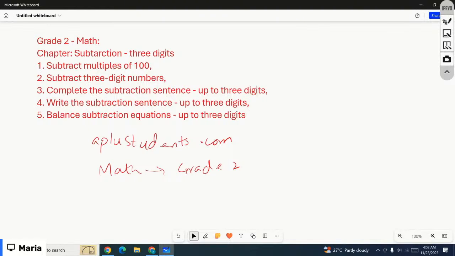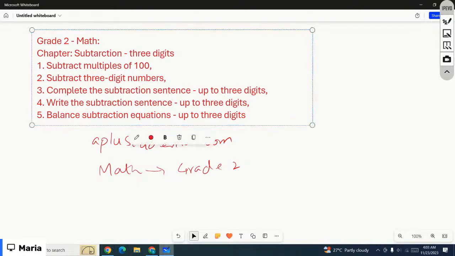We're going to start with the chapter subtraction 3 digits. The lessons we're going to cover from the chapter are subtract multiples of 100, subtract 3-digit numbers, complete the subtraction sentences up to 3 digits, write the subtraction sentences up to 3 digits, and balance subtraction equations up to 3 digits. Let's start with the first lesson, subtract multiples of 100.